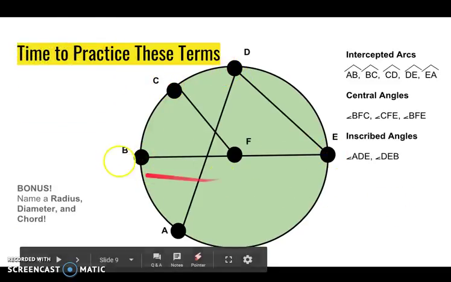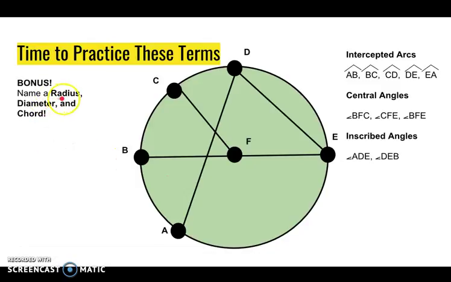All right, and for bonus, go ahead and pause for a second and name me a radius, a diameter, and a chord. All right. Here's some answers for you. So anything that's coming from the center to the outside is going to be a radius. So these are our radii. We got BF, CF, EF. For the diameter, I only have one line that's going through the center and all the way across. And remember, I'm not going to stop at F. I want to go B to E since it's a diameter.